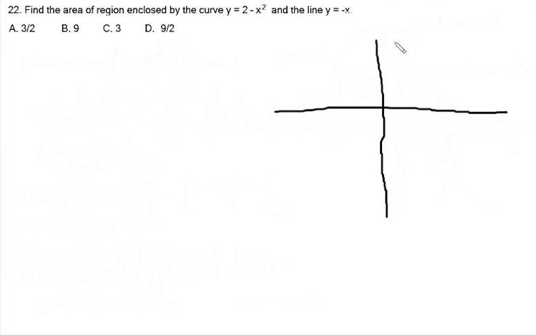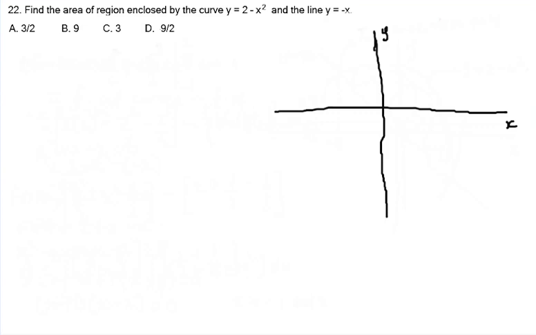So for question 22, we are asked to find the area of the region enclosed by the curve y is equal to 2 minus x squared and the line y is equal to minus x. To solve this question, I feel you need to understand what's going on here. So this is your graph. We have the y-axis and the x-axis.